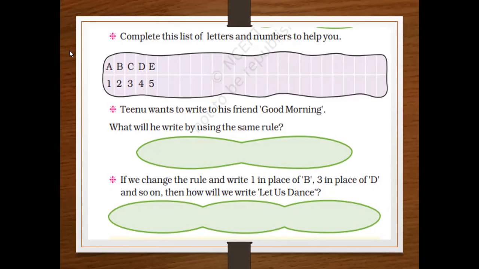Then what is the code for let us dance? Original number we are not taking. We are taking one less number, the previous number. Actually L means 12, but we are taking 11. We are going one number to the left side. L is 11. E means 5. T means one previous number, 19. Got my point? This is how we give.